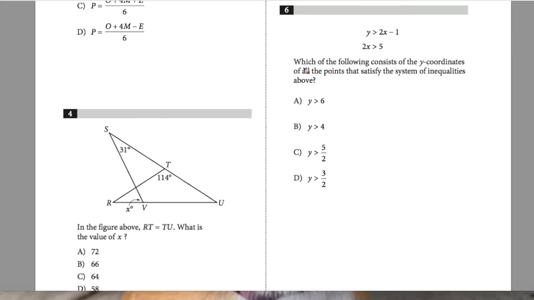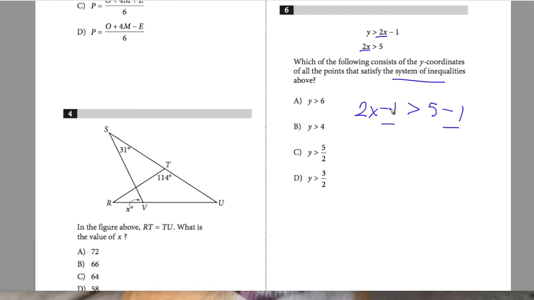For question number 6, which of the following consists of the y-coordinates of all the points that satisfy the system of inequalities above? I see I have a number of inequalities here, all referring to y. Well, here's my y, but they both do not contain y. They both contain 2x. So I would attempt to compare this equation here to the 2x minus 1. I would get the 2x minus 1 is greater than 5 minus 1.